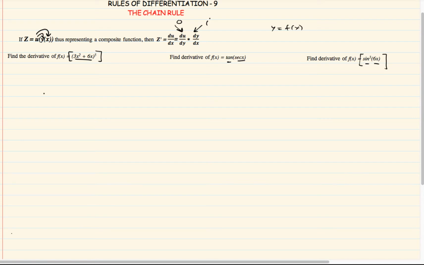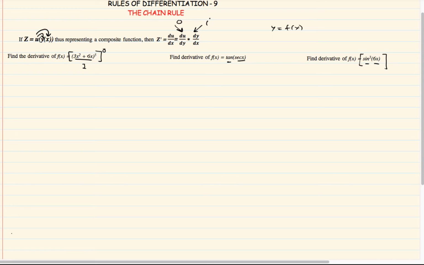And let us see an example. You have 2x squared plus 6x raised to 5. So if you want to find the derivative of this, what you do is find the derivative of the whole function and then multiply it by the derivative of whatever is inside the function, which is the inner function. So this is the inner function and this is the outer function.